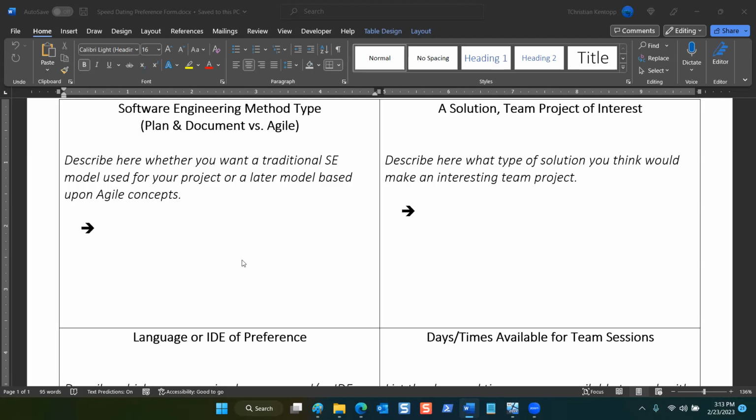And the goal is to try to convince the peer you're with that yours is better. Let me say that again. You're going to want to spend some time sharing your preference in terms of software engineering methods, right? Which type? You want to use an older legacy model like SDLC, or do you want to use an agile method? That's all you're deciding.